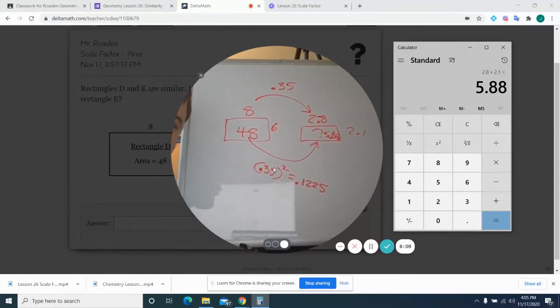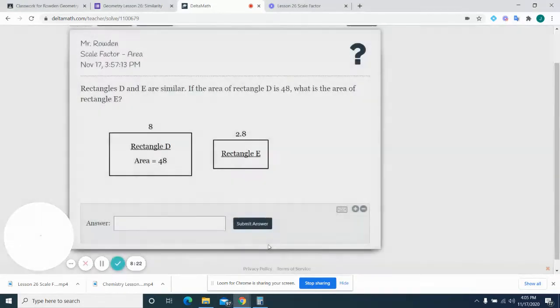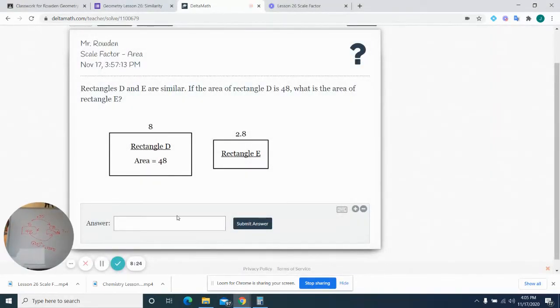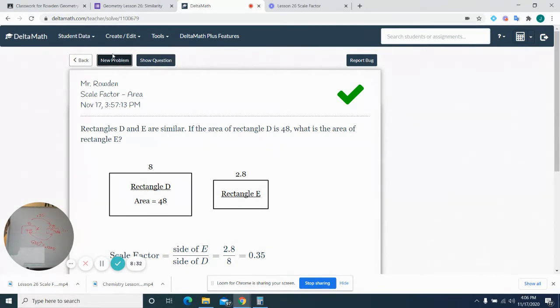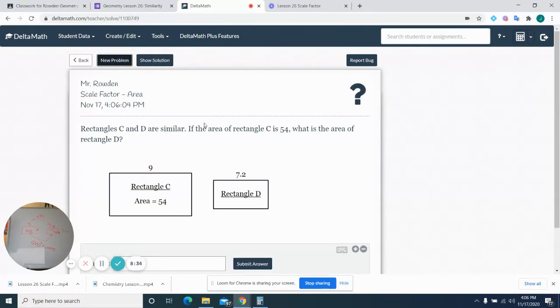I'm going to keep doing it using this method for the other problems, but this is another way to do it. Whatever you did to this, find the missing side, do it to that side, and find your new area. So 5.88 seems to be an answer that works. It works going both ways. So let me type it in here. And it's happy with our answer. Let's do another problem.